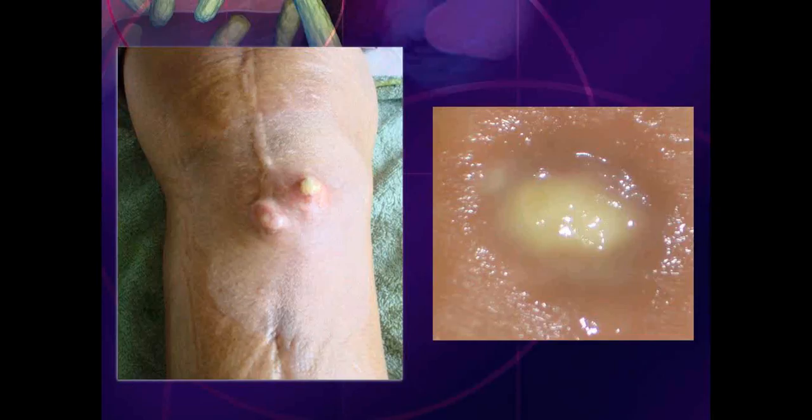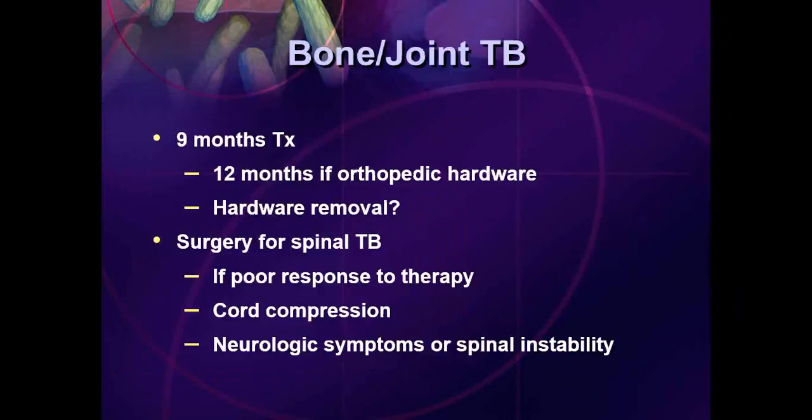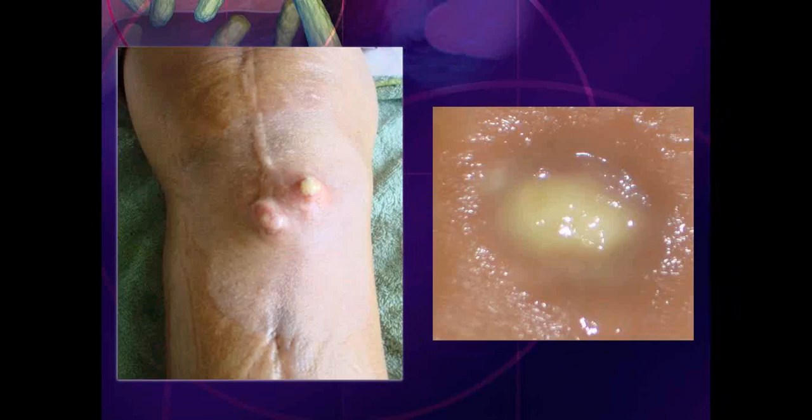And they sent her for AFB culture. On the right-hand side was just a picture of the pus that was cultured. Bottom line is she grew out MTB. So the case did raise some questions.